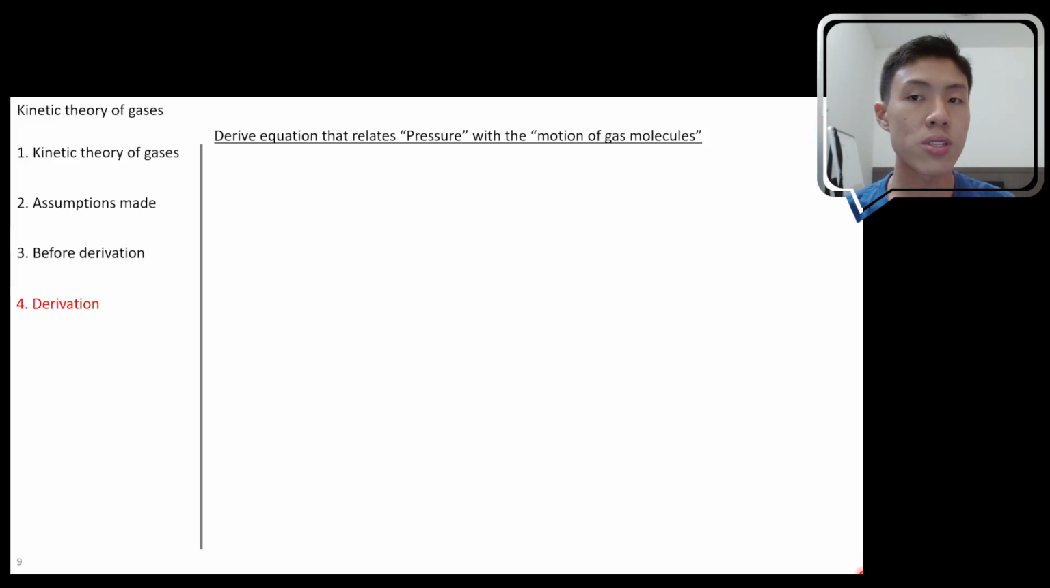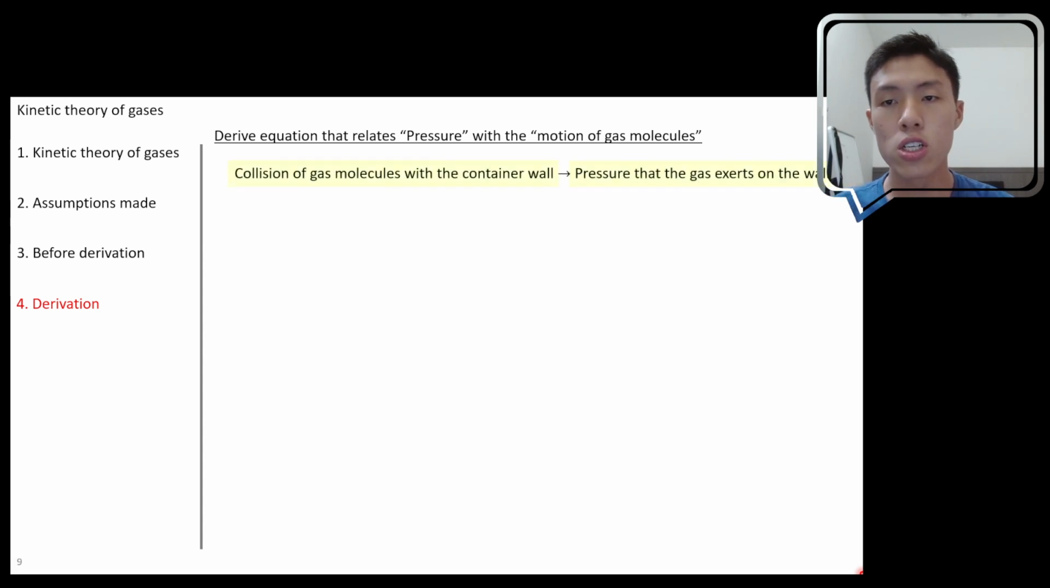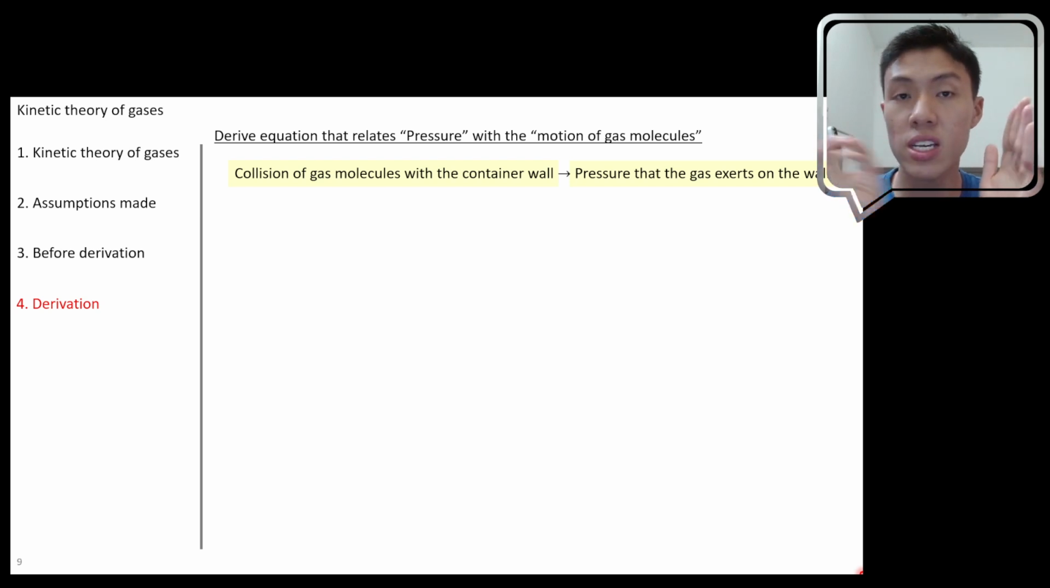Now, let's try to derive the equation that relates pressure with the motion of the gas molecules. So we are going to relate macroscopic things that we can measure, which is pressure, with microscopic things that cannot be observed easily with the naked eye, the motion of the gas molecules. We know that the collision of the gas molecules with the container wall results in the pressure that the gas exerts on the wall. Any pressure felt by this wall is caused by the gas molecules hitting the wall.